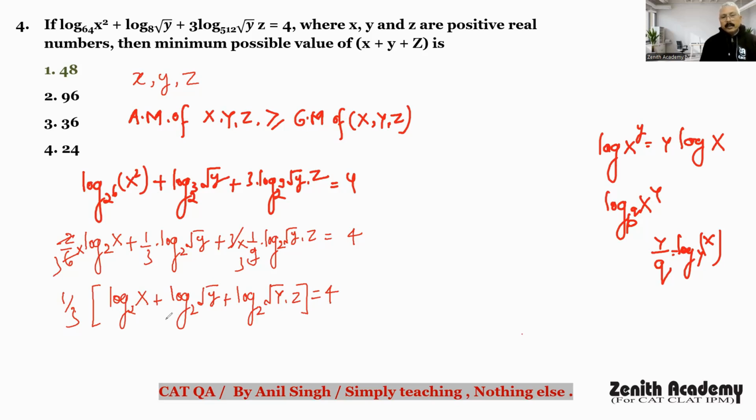And here we can apply the formula: log of x into root y into root y into z base 2, and this 3 times 4 is 12. So we can say this x into y into z is equal to 2 to the power 12.